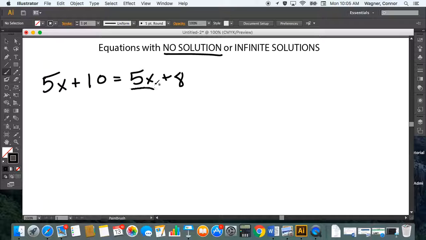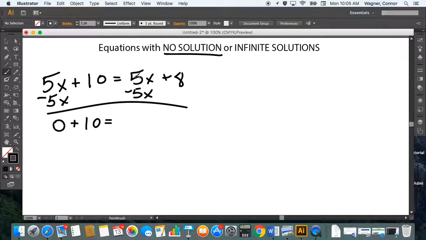So how are we going to get these 5x's over there? Well, this is a positive 5x, so we're going to have to subtract that. Let's subtract 5x from this side of the equation, and we've got to keep it balanced and subtract 5x from the other side too. Now 5x minus 5x is 0 plus 10 equals, what's 5x minus 5x? Well, that's 0 plus 8. So we get 10 equals 8.